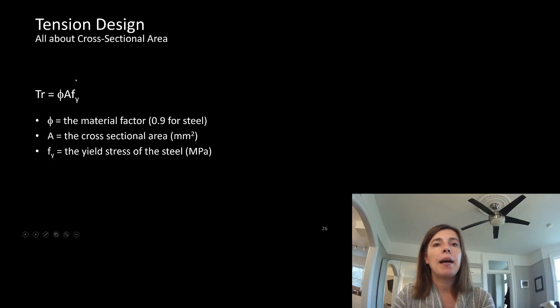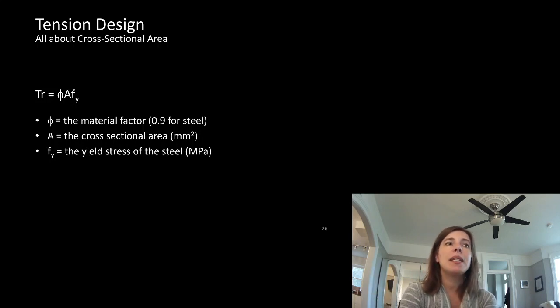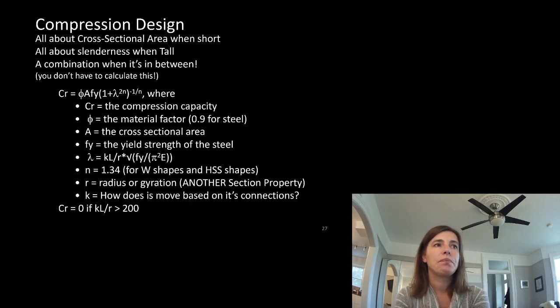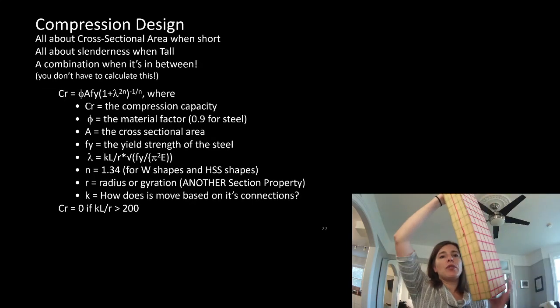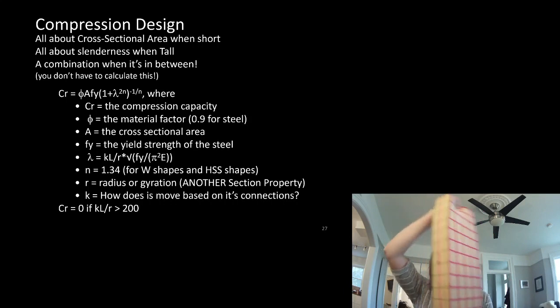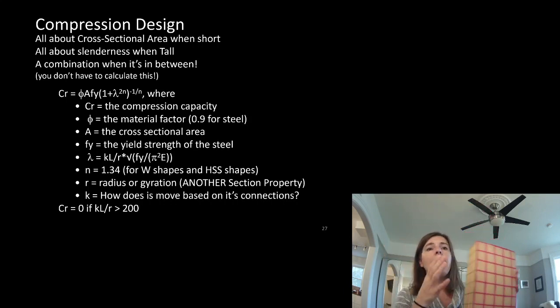Remember, we had stress equals force divided by area. That's just rearranged here, where we've got force equals area times stress, and we're including our reduction factor in here. So this is the exact same formula we were looking at when we were talking about axial stress and strain. We've just added in our 0.9 material factor, our reduction factor, to make sure that we're only going to say it's about 90% as strong as we know it is. So that's great for something in tension. It's all about its stress capacity and its cross-sectional area.